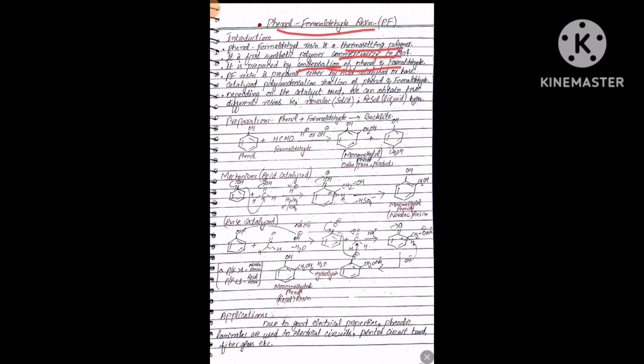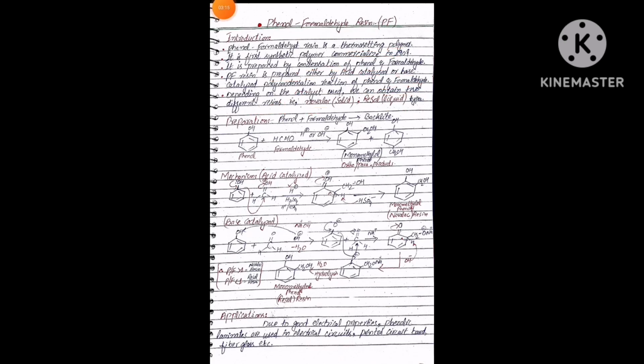Phenol formaldehyde resin is prepared either by acid catalyzed or base catalyzed polycondensation reaction of phenol and formaldehyde. Depending on the catalyst used, we can obtain two different resins. One is the solid resin named Novalac. Another is Resol resin or liquid resin. These two different resins are obtained, and it only depends on the catalyst which we are using.